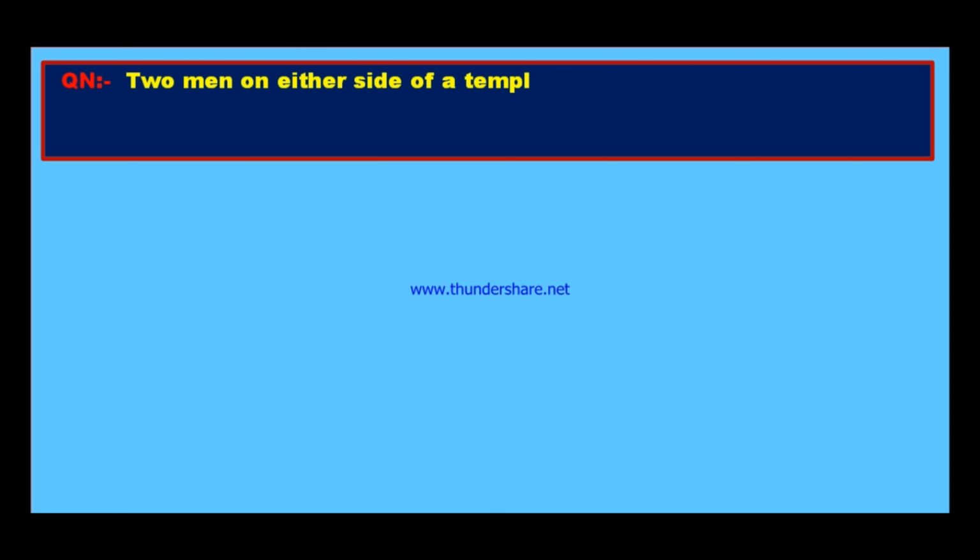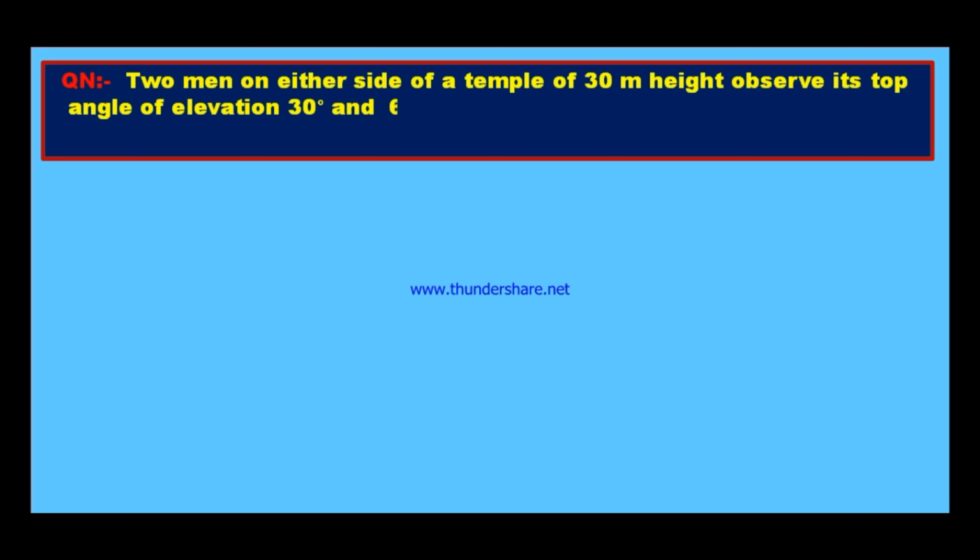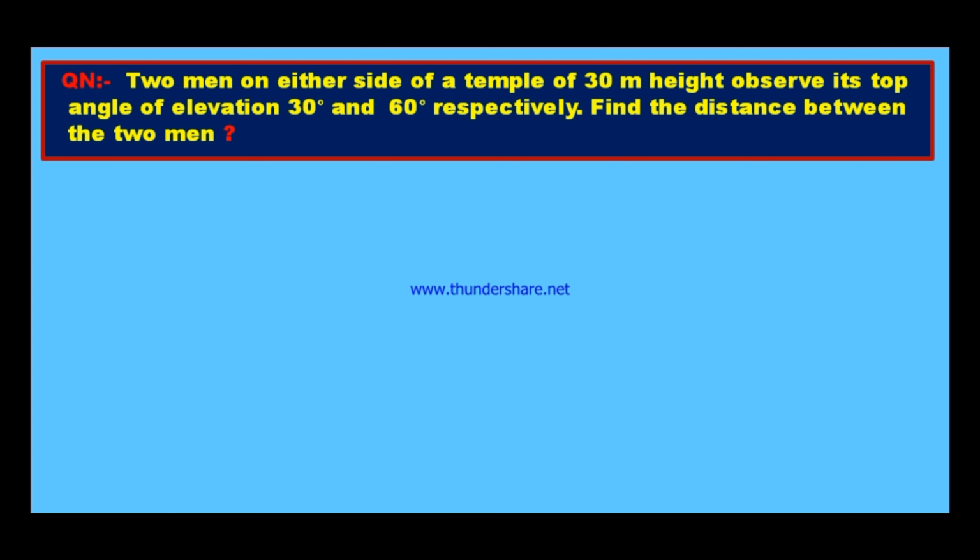Two men on either side of a temple of 30 meters height observe its top at an angle of elevation 30 degrees and 60 degrees respectively. Find the distance between the two men.